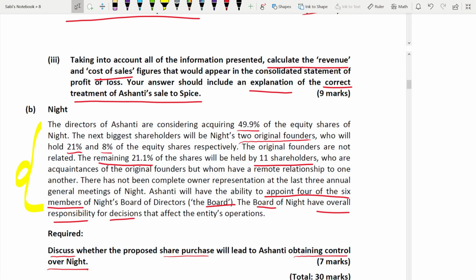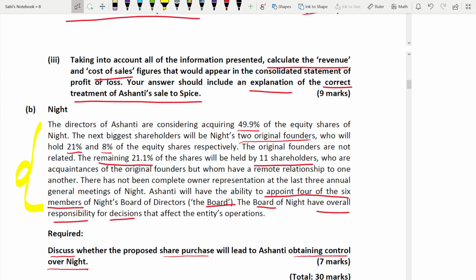The question asked whether the share purchase will lead to control or not. So how do you know it is IFRS 10? That is my question. How do you know which standard? How do you identify it? By going through this case study and the requirement question. Because this is very important, okay?